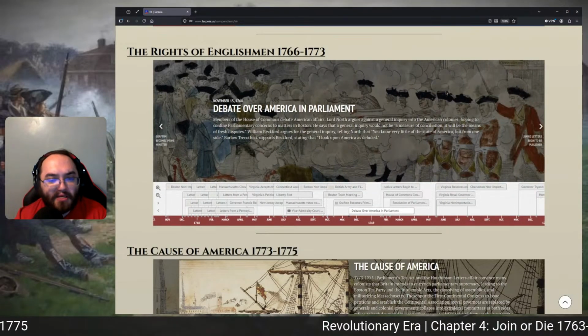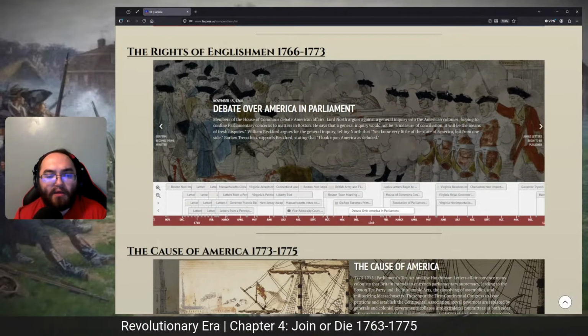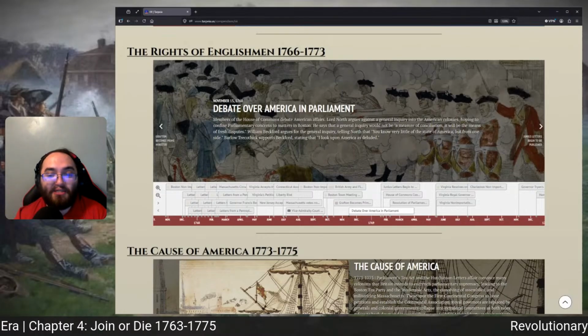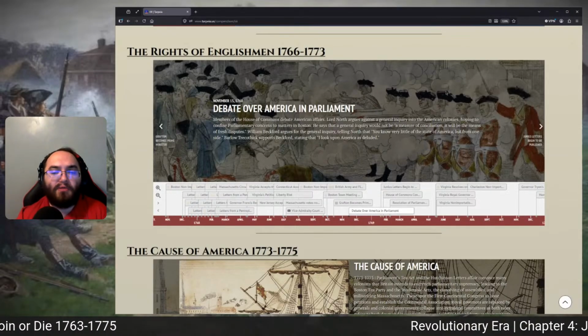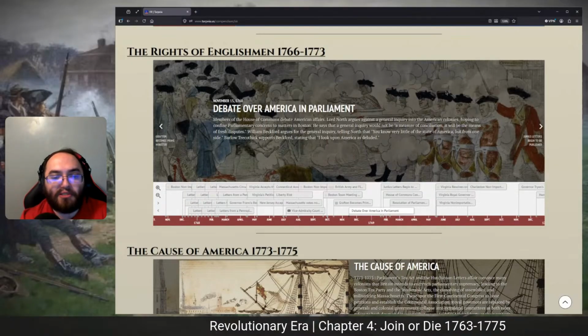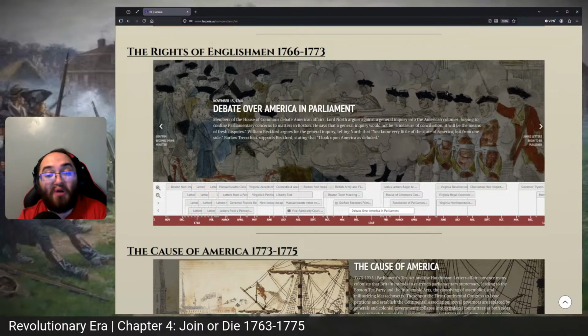Parliament will debate the issues going on in America. Lord North, a member of Parliament at this time, argues against a general inquiry into the American colonies, hoping to confine parliamentary concerns to matters in Boston. So Lord North just wants to focus on what's happening in Boston.